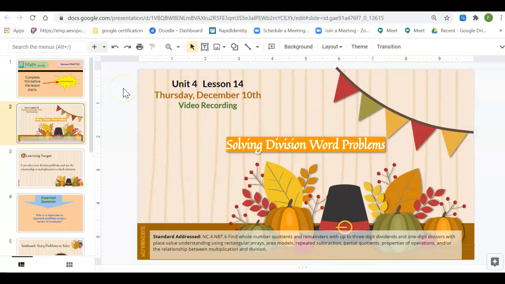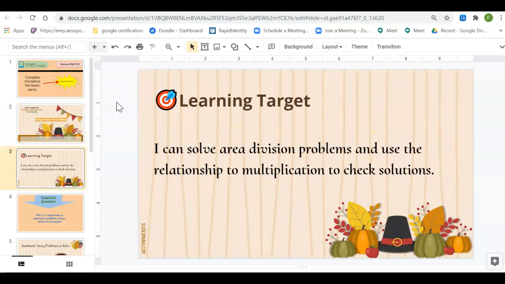Okay, so you've had a chance to go on and finish up the retrieval document. So now we're going to start our lesson. Today we're working on lesson number 14, and we will be solving division word problems. So solving division word problems is our focus today. Our learning target: I can solve area division problems and use the relationship to multiplication to check solutions.